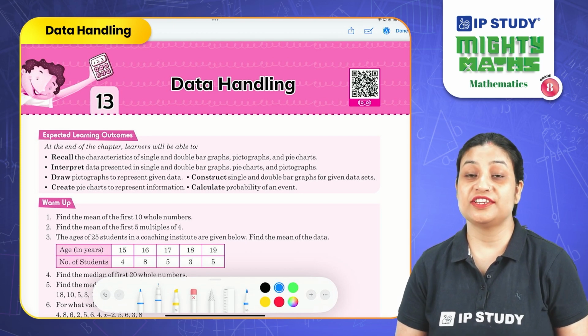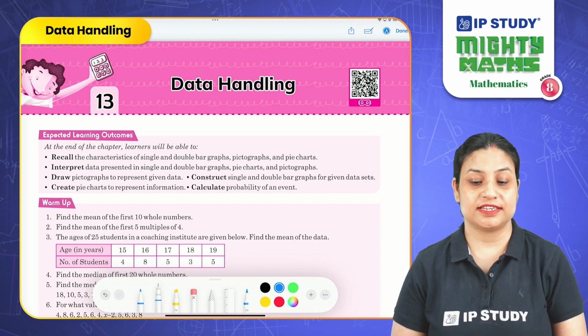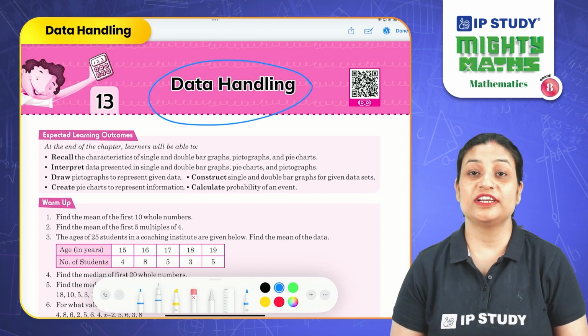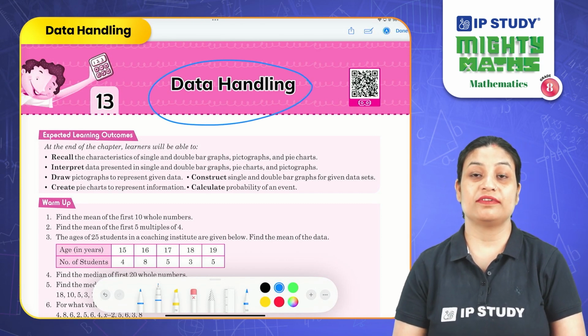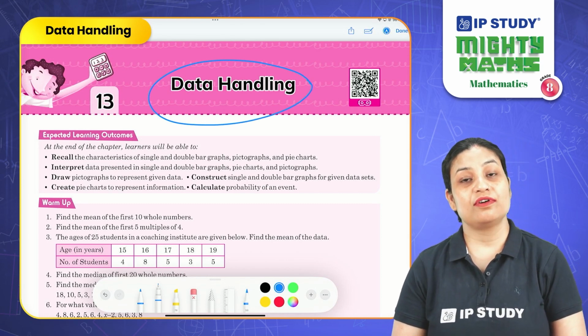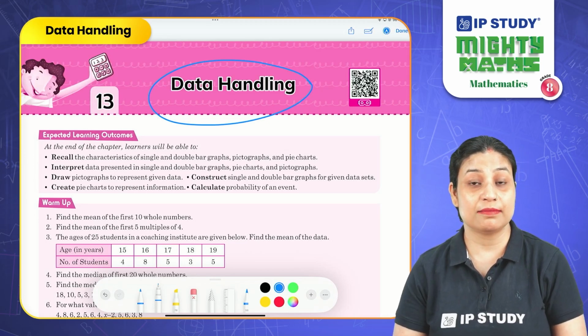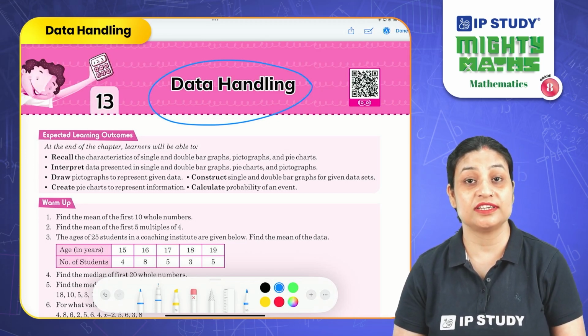Today I'm going to take chapter number 13 of grade 8 and the name of the chapter is Data Handling. So let's quickly see what are the topics that we are going to cover in this lecture. First of all, we will be discussing what is data handling. Then we will be discussing how to represent data using different methods.